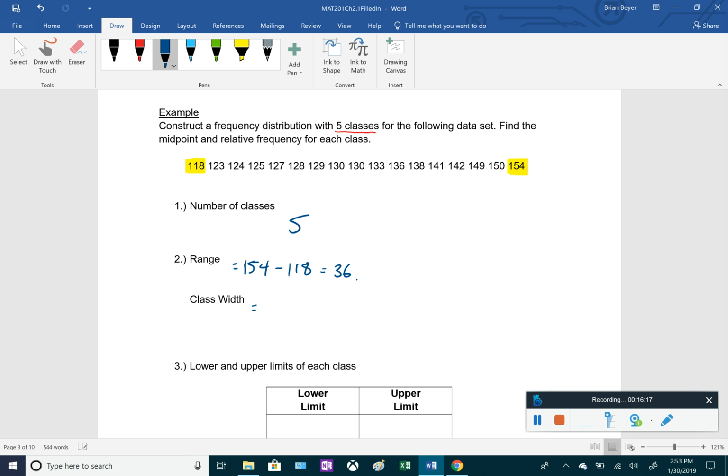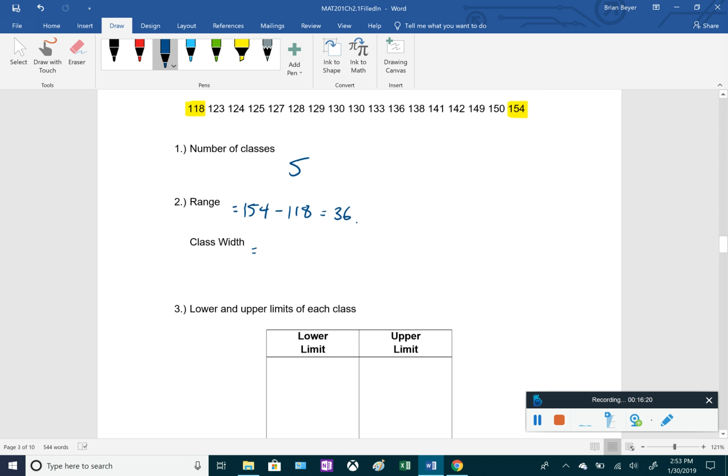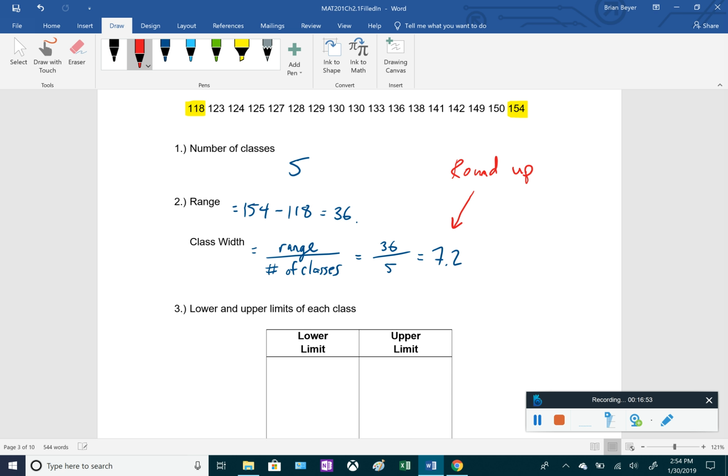So for the class width, we're going to take that range and chop it up into 5 equal parts. So it's going to be the range over the number of classes. So this is going to be 36 over 5. When we divide 36 over 5, we're going to get 7.2. But I will make a note again, just so we don't forget, because it is important. We need to round this up. So that's going to give us a class width of 8.